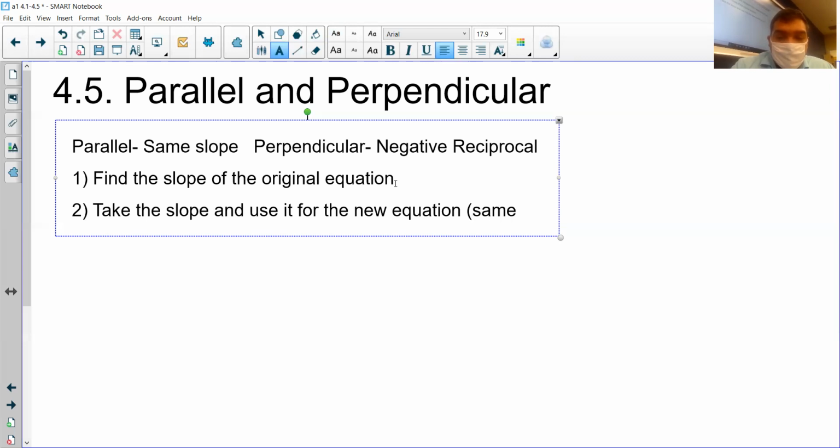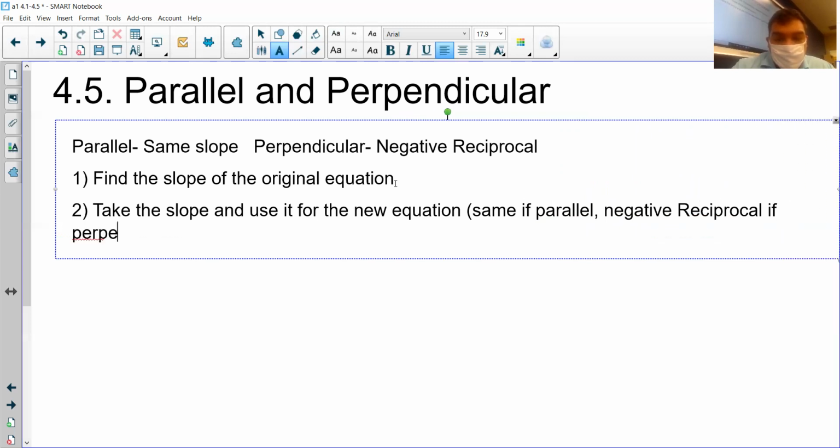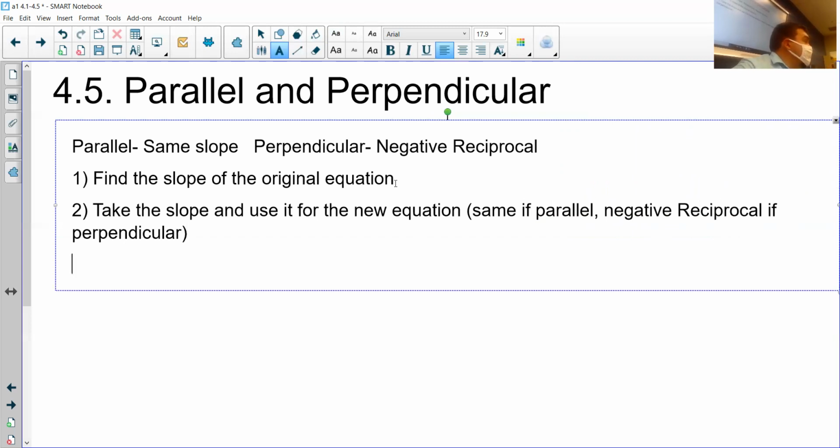Same if parallel. Negative reciprocal if perpendicular. You'll see an example, but what is a reciprocal? If you have a positive number, you would just make it negative. If you have a negative number, what do you think you should do? Yeah, so that's a negative. Even if it's not a fraction. You'll see that.